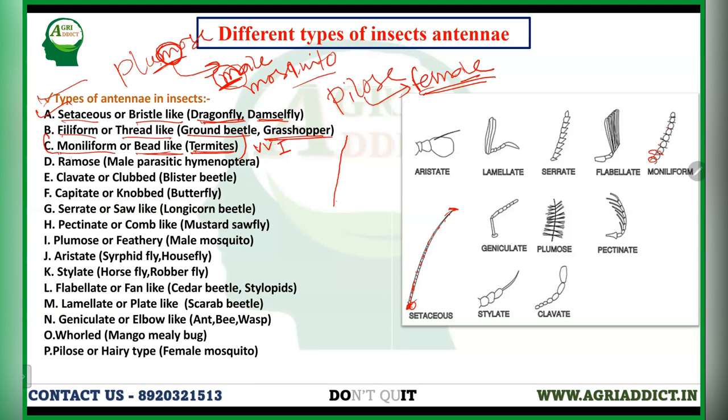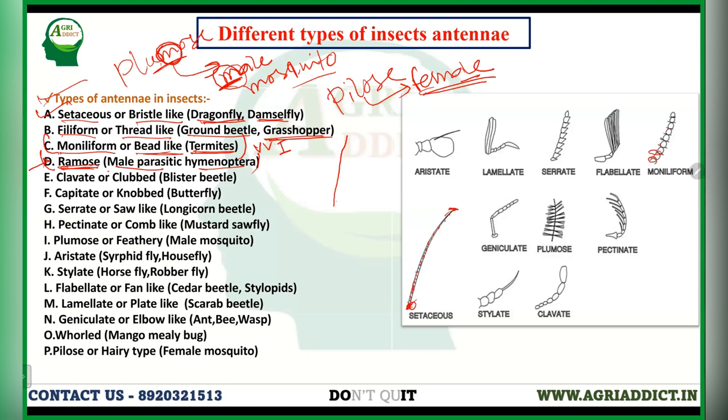And next is ramus. It is important. It is present in male parasitic hymenoptera. This is not written in Insecta One; this is from Refresher, so you can remember it. Male parasitic hymenoptera means small wasps like chalcid wasps and bethylid wasps. They are mainly parasitic, and they can be used as parasitoids to control different harmful insect pests. The ramus type of antenna can be seen in male parasitic hymenoptera.